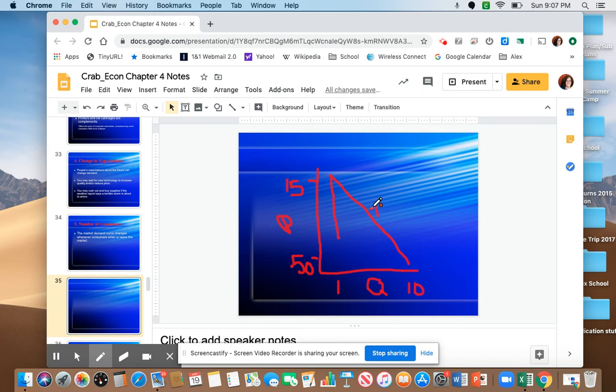So this is a change in price. And all you see is my stuff moving right here along the line, okay? So this is a change in price. Wow, I write like my son. It's terrible.